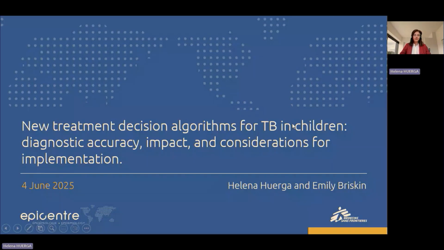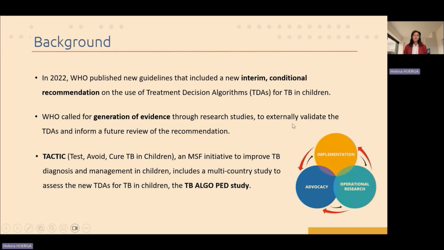In 2022, WHO published new guidelines that included a new interim conditional recommendation on the use of treatment decision algorithms for tuberculosis in children. As these new recommendations were interim and conditional, WHO also called for generation of evidence through research studies to externally validate the new treatment decision algorithms and inform a future review of the recommendation.